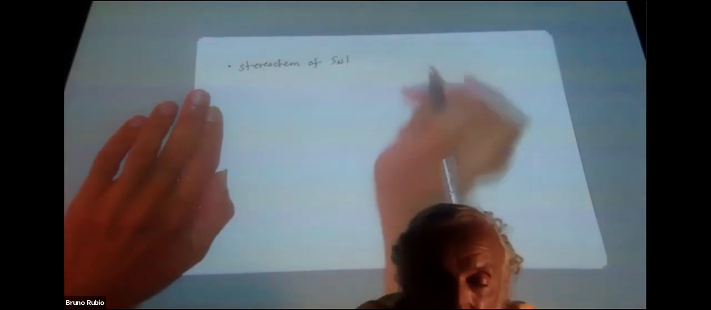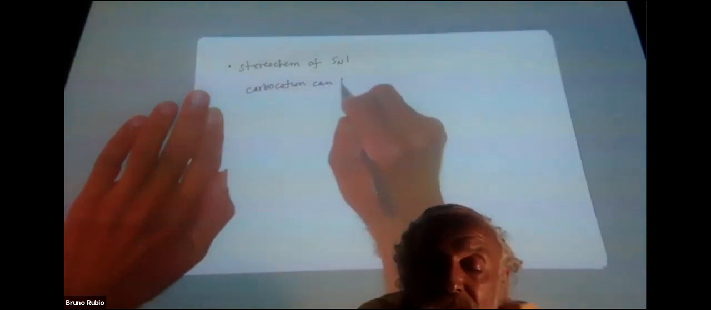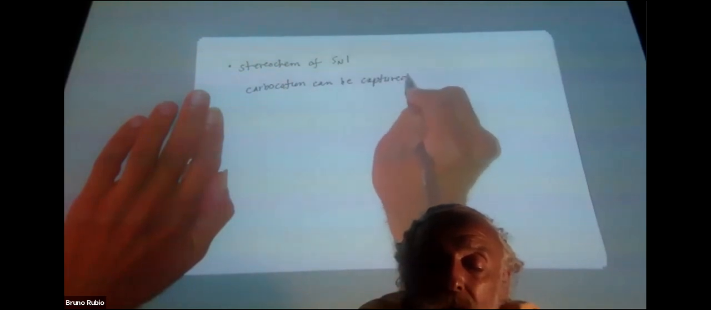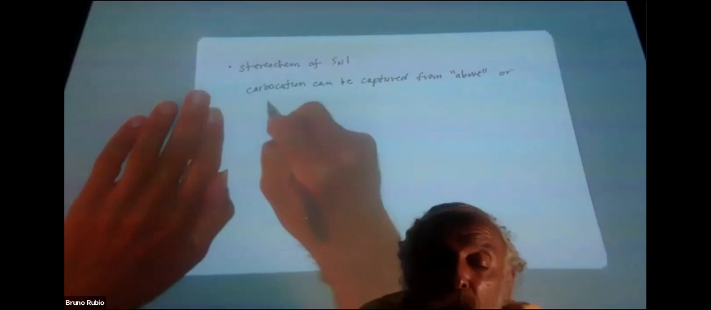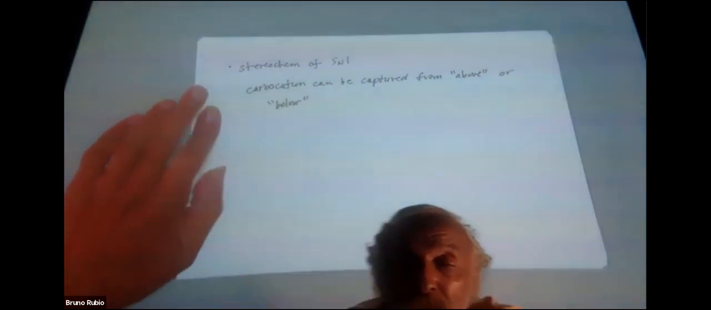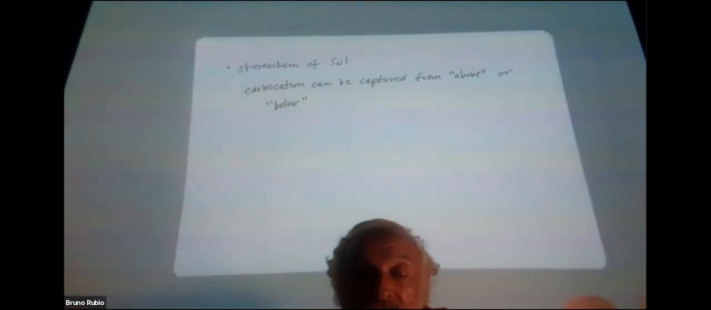All right. So let's look at the stereochemistry of the SN1. All right. So I have this data table here. More differences between SN1 and SN2. Stereochem of SN1, the carbocation can be captured from quote unquote above or below. Sometimes with equal probability, sometimes not, but this is something we have to keep in mind.